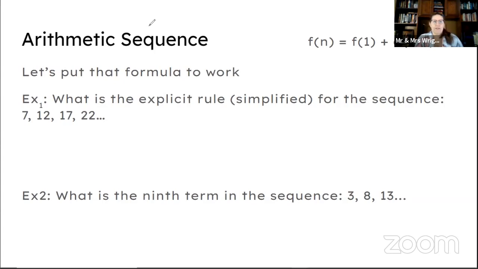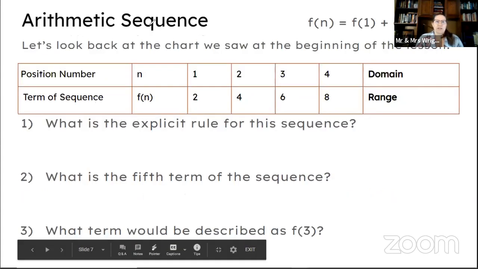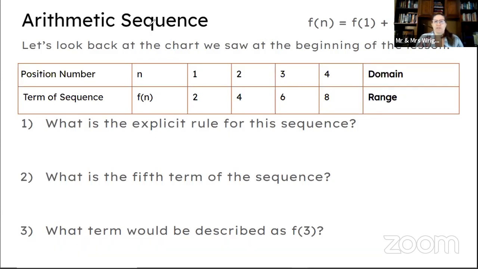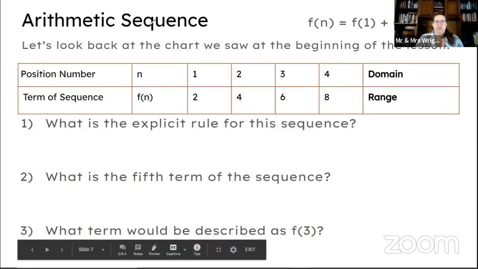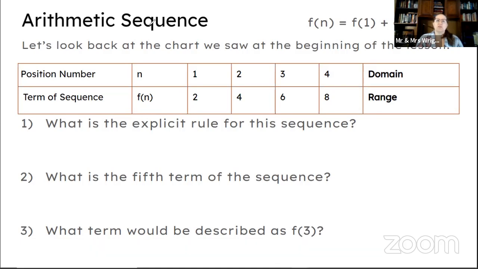So here we have another arithmetic sequence, right? And we're going to look at this chart. This is the chart we had at the beginning where we had 2, 4, 6, 8. We're skip counting by twos or counting our multiplication tables out, right? So I've got some questions for us based on this chart up here. Number one being, what is the explicit rule for this sequence?